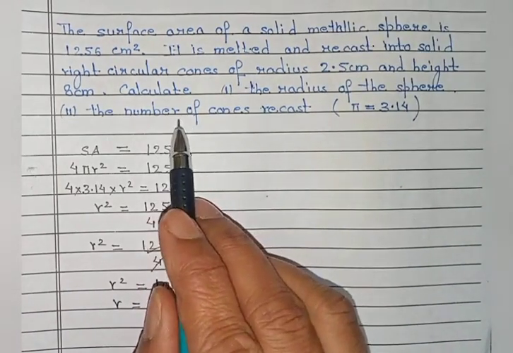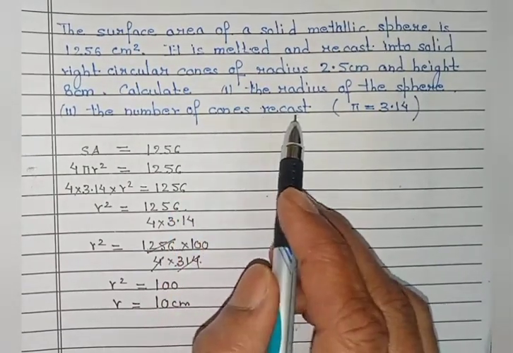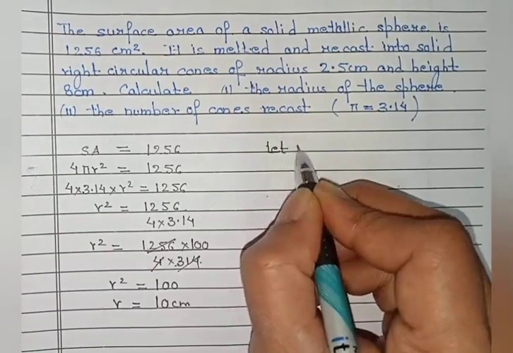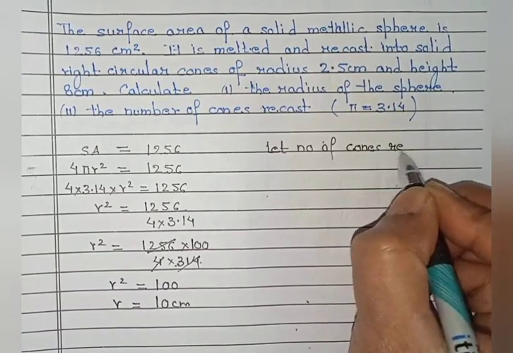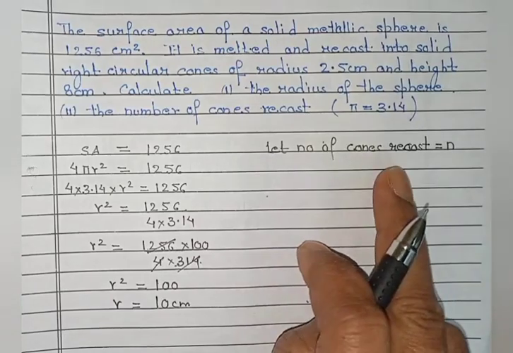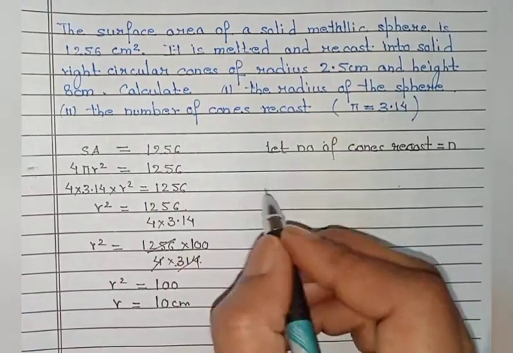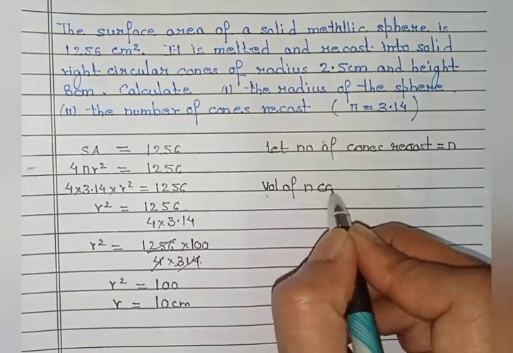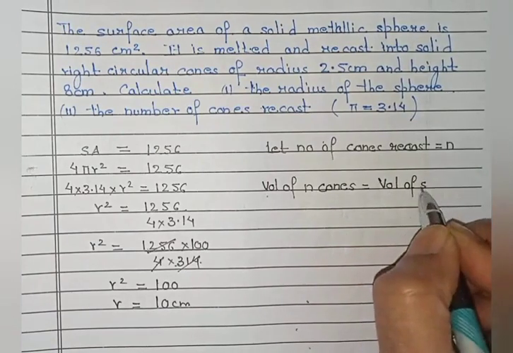The second part says you have to find the number of cones recast. Now let us consider that n cones are recast. So let n be the number of cones recast. Now these n cones are being recast from the solid sphere. So you can say the volume of n cones will be equal to the volume of the sphere.